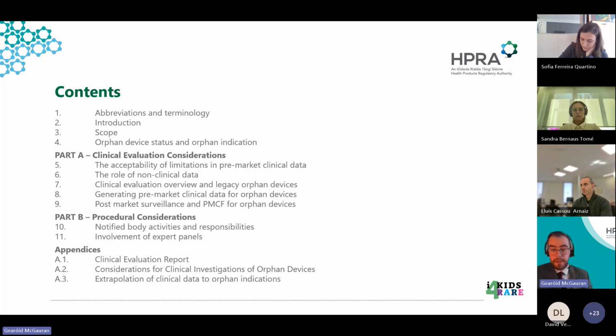Part B gives considerations on the more procedural aspects, specifically the responsibilities of notified bodies, as well as the involvement of expert panels and the supports that they can provide. Finally, the appendices complement the clinical evaluation sections. They provide specific guidance on what should be included in the clinical evaluation report for orphan devices, considerations on conducting clinical investigations for orphan devices, and the role of extrapolation of clinical data in the context of certain orphan indications, which I'll explain later.